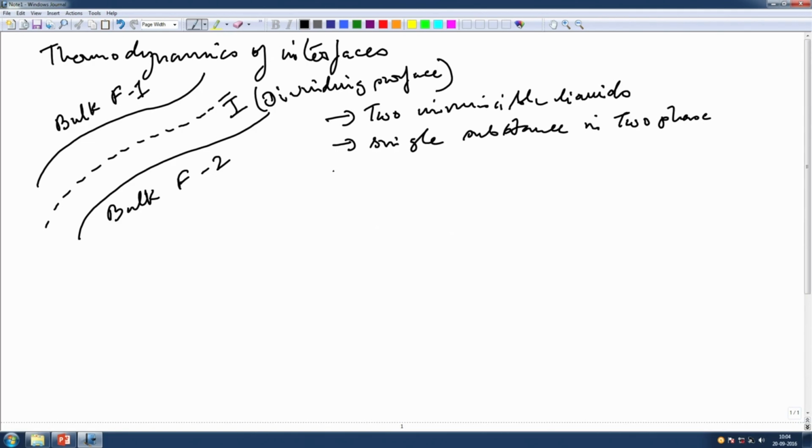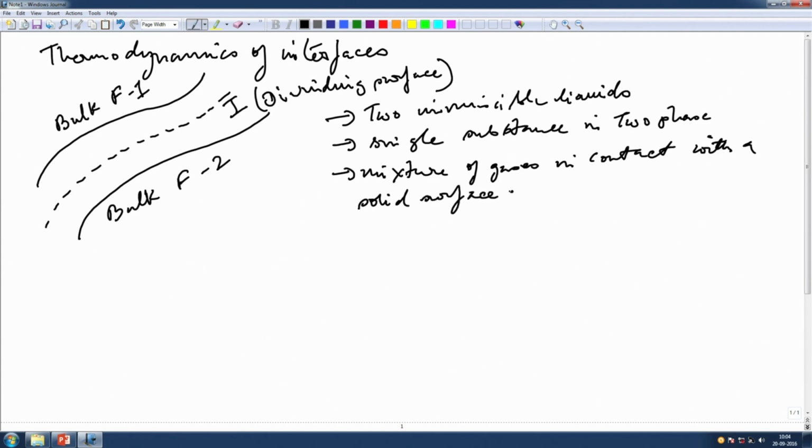Okay. It could also be a mixture of gases in contact with a solid surface. It could be a chemical reacting interface. That means bulk fluid 1 could be the oxidizer, and bulk fluid 2 could be the products. In that particular case, this interfacial region therefore becomes what we call the reaction zone. Okay. So, there are multiple such possibilities that can happen, right.